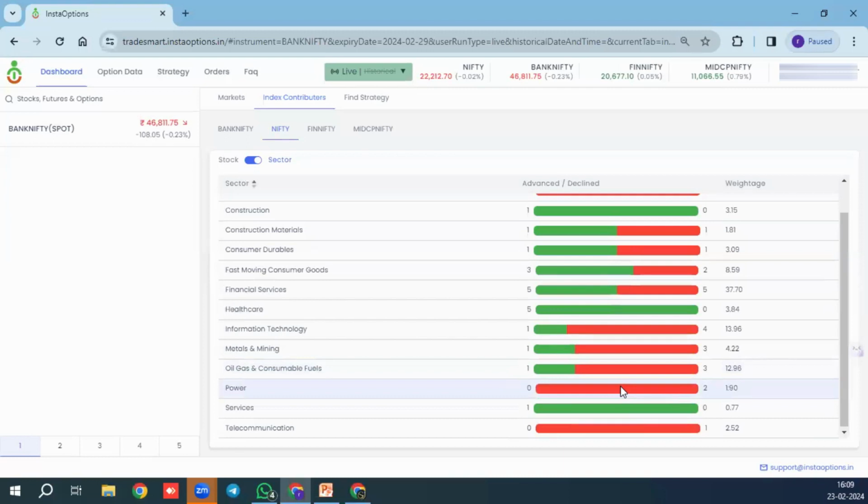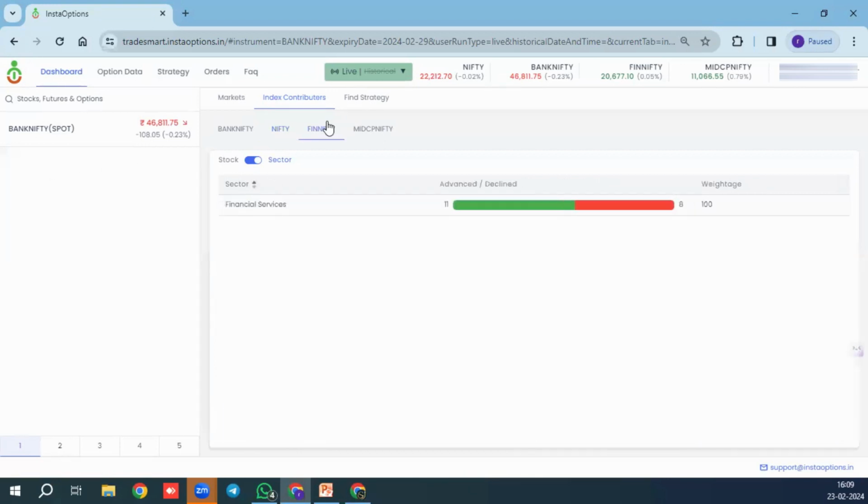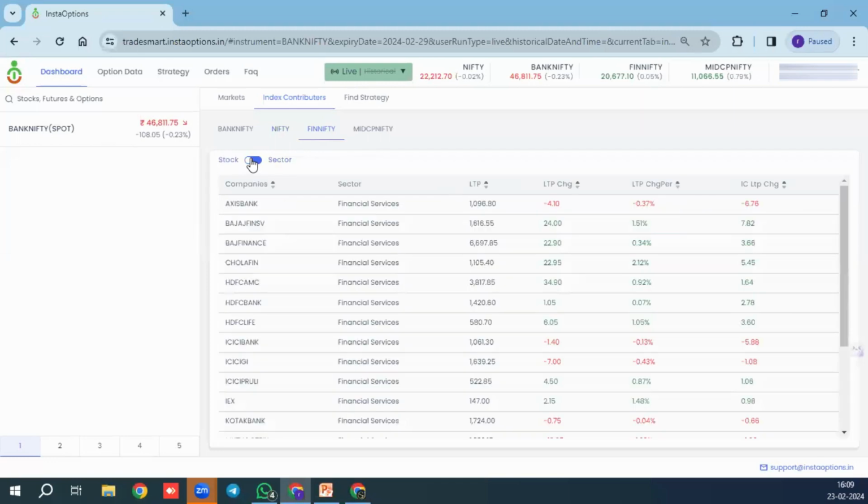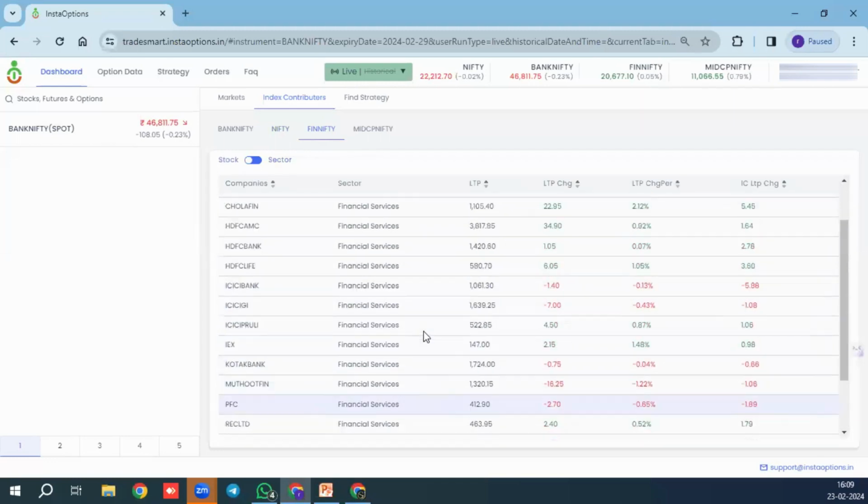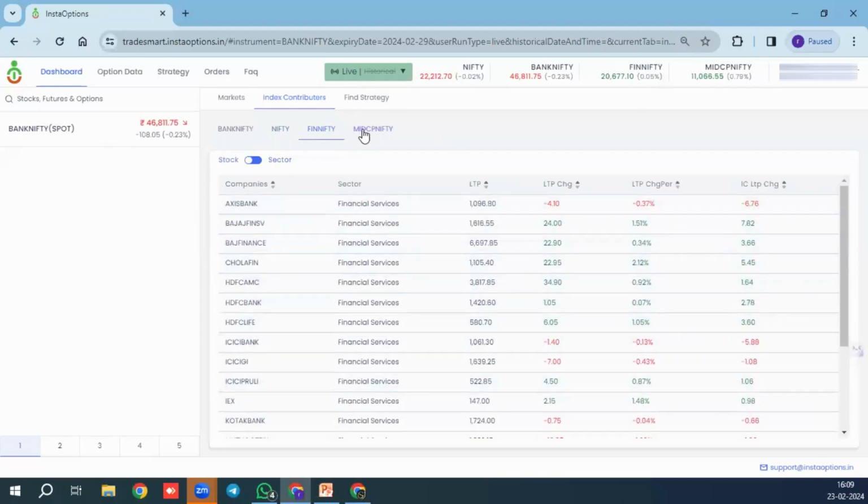So if you have any sell trades in this sector, let's say power sector and telecommunication sector, then you can go for that trade. Okay, if the complete sector is positive and if you have a sell trade, better to avoid the trade. Okay, so this is how we can just improvise our strategy. Okay, then Fin Nifty, we have all those stocks. Same goes with Fin Nifty and Mid Cap as well.